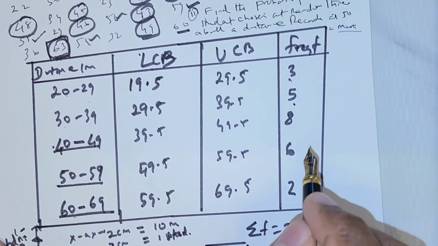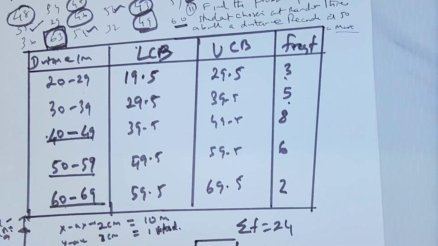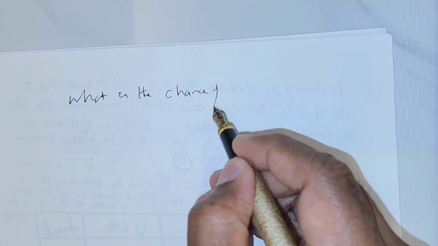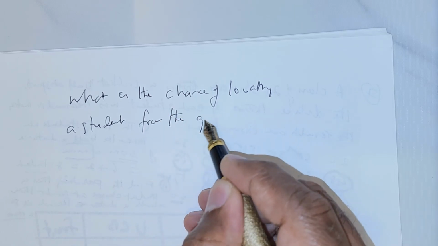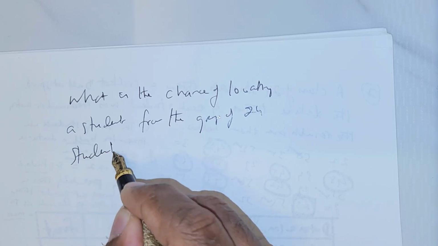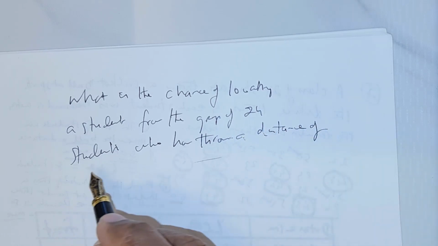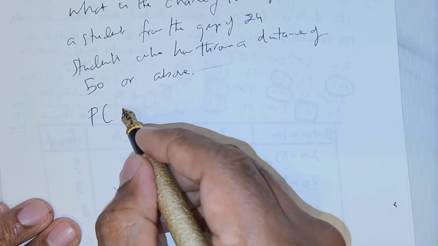So you pick one student from here. You have to get that probability, the chance of landing upon a student who has crossed 50 and more. So it is the measure, right? So what is probability? Probability is nothing but that measure, that chance. So let me write that. The question wants us to find the chance of locating a student from the group of 24 students who has thrown a distance of 50 or above, right? So we are getting this probability.